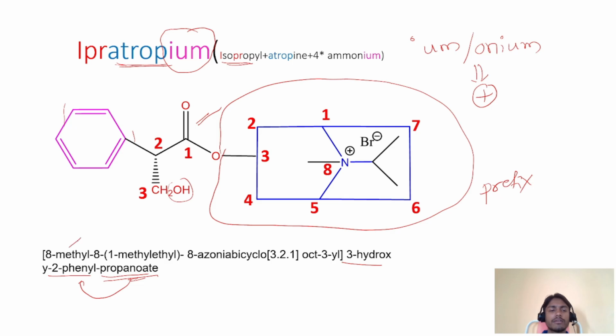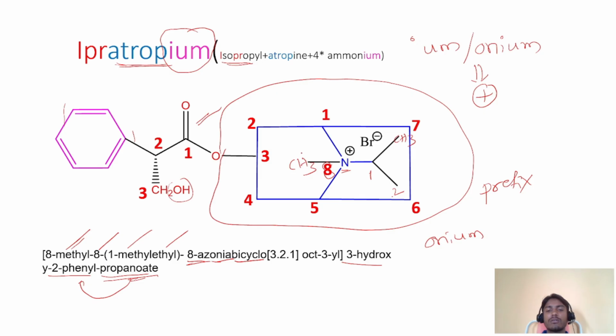When it comes to this prefix, on the 8th position what is there? A methyl group, a substituent, hence 8-methyl. On the first position, what is there? Methyl, 1-methylethyl, a 2-carbon ethyl group. At the 8th position it contains nitrogen, hence azonia. Azonia is nothing but an onium group: positive charge containing nitrogen, we can call it azonia.